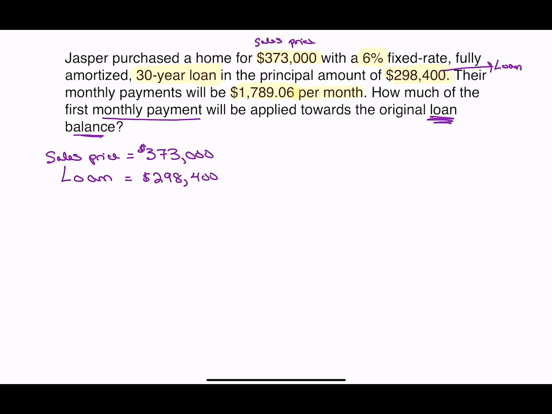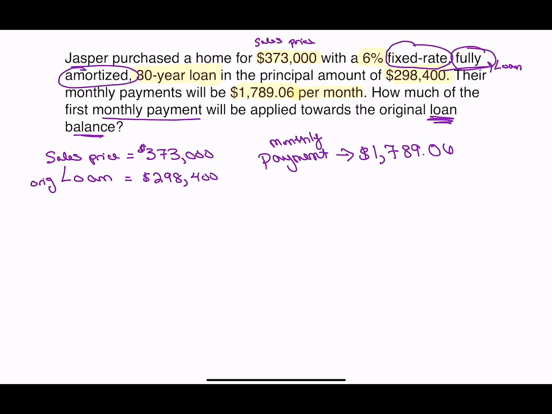And so we're dealing with a loan. Our original loan is for $298,400. Now we also know that there's going to be a payment. The problem tells us that our payment is going to be $1,789.06 every month. Now, what do we know? This problem says it is a fixed rate, fully amortized loan.